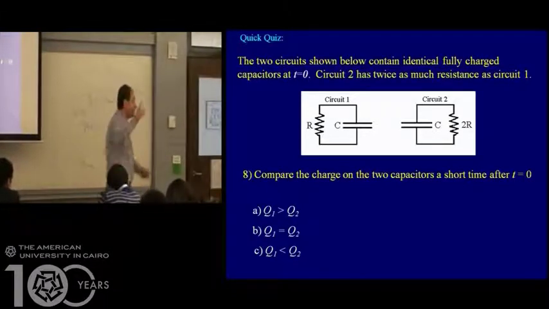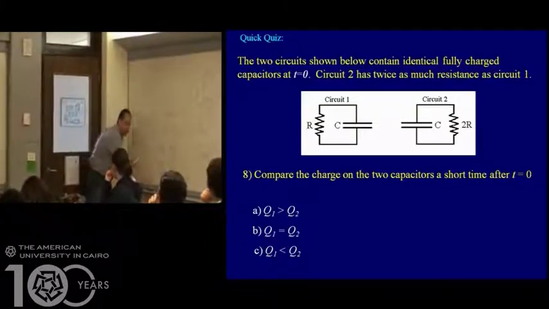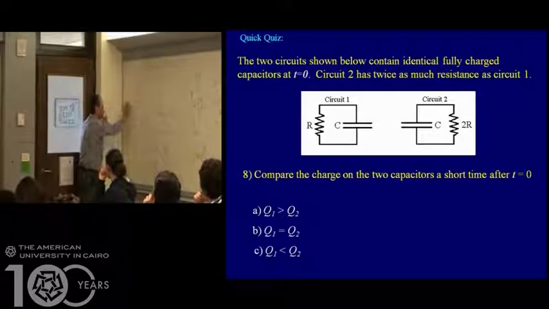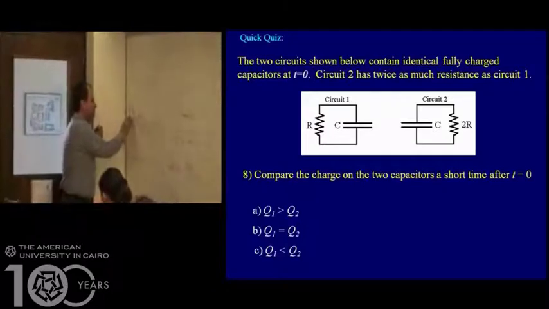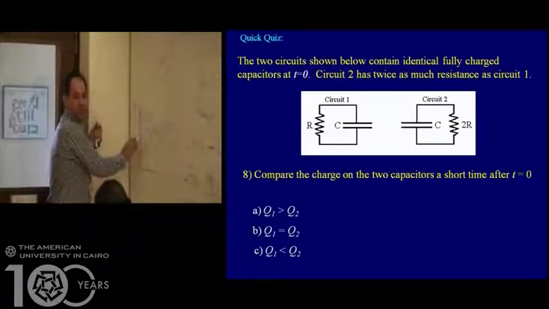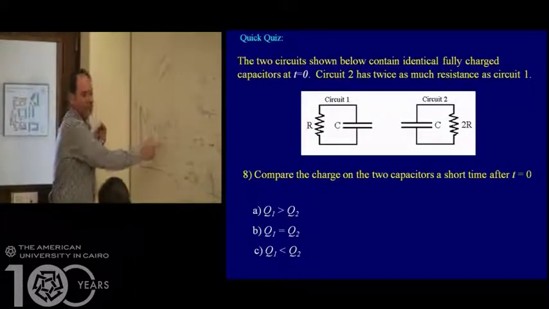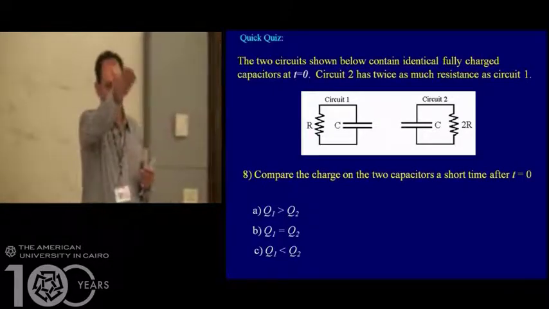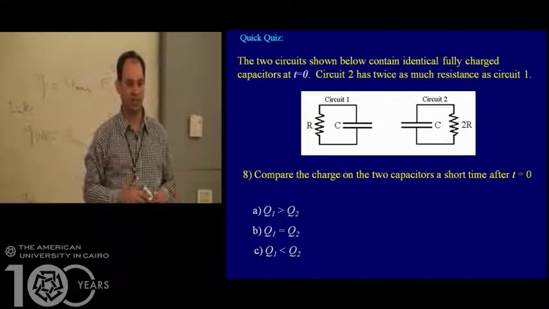Yes, that's right. Now at a very short time here, you can compare between the two. This has a Q and this has a Q. Which one has more Q? The one that has longer time constant. In that case, the one that has more resistance, because we fixed the capacitance in that case.